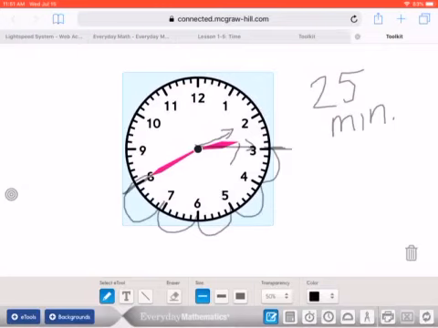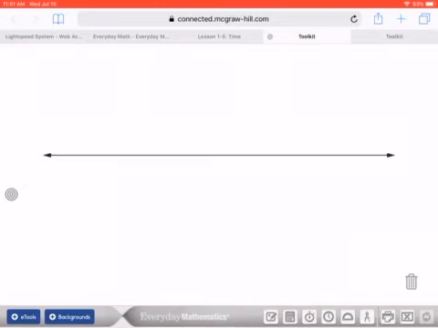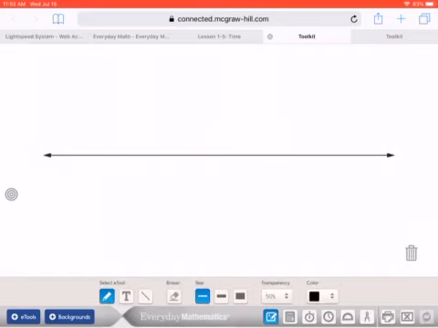Okay, now I'm going to show you using an open number line. What I like to do is mark 2:15 on my number line. There we go. 2:15 is on my number line. Now I know I need to get all the way to 2:40. Okay, that's my goal. And I can use up as much of this number line as I need to.